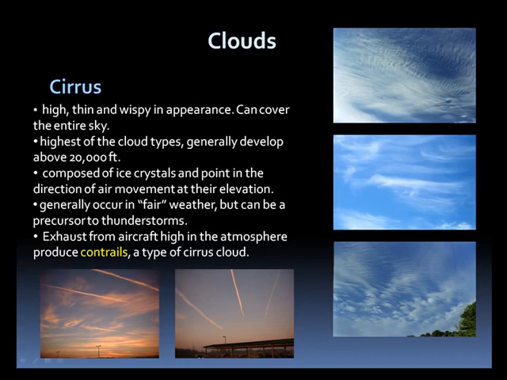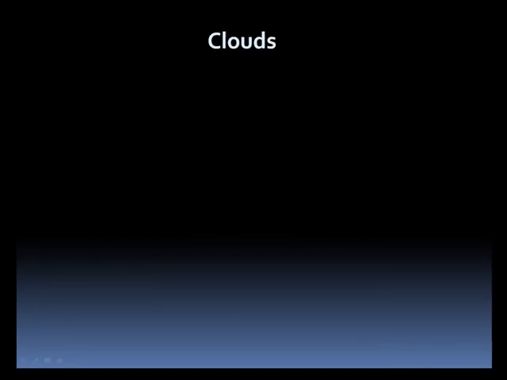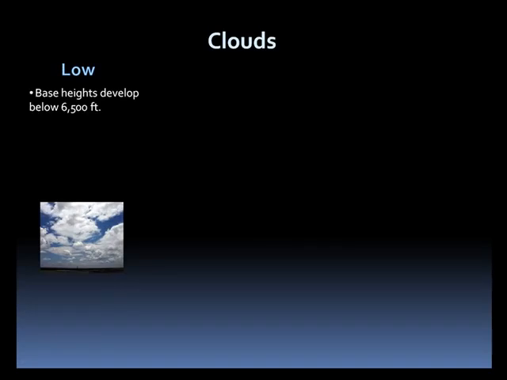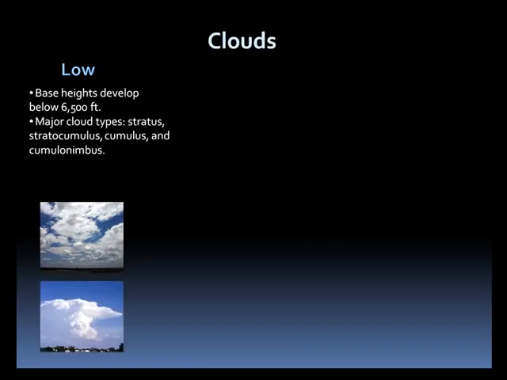While cumulus, stratus, and cirrus are the three main cloud types, there are many variations to these clouds, and clouds are further classified into three different levels: low, middle, and high. Low clouds have bases below 6,500 feet. The major cloud types in this category include stratus, stratocumulus, cumulus, and cumulonimbus.